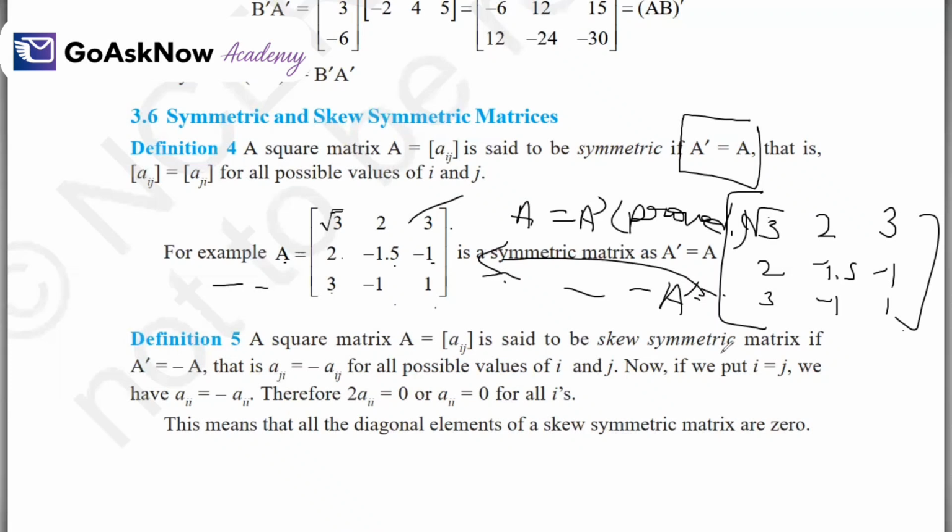You can verify that if i is equal to j, it is just talking about your diagonal elements. This means that all the diagonal elements of a skew symmetric matrix are 0.